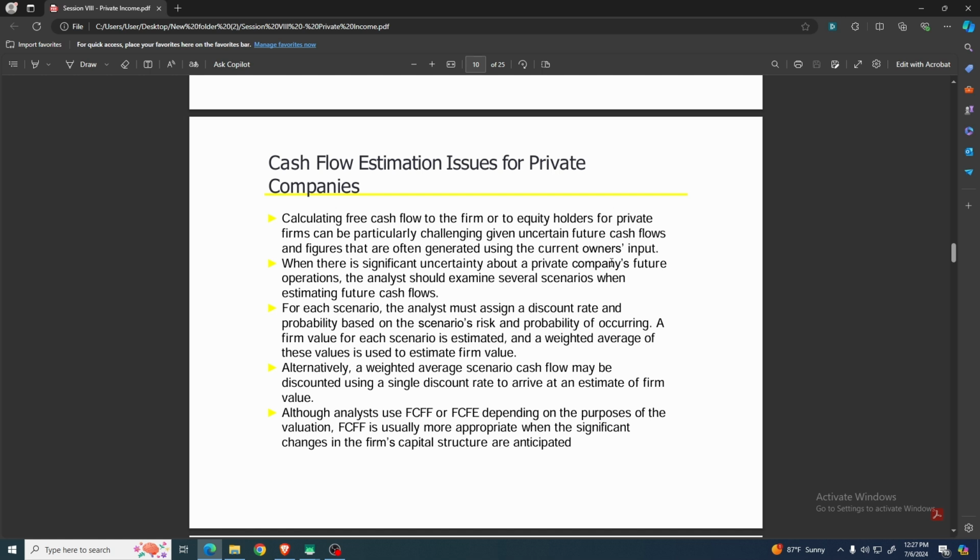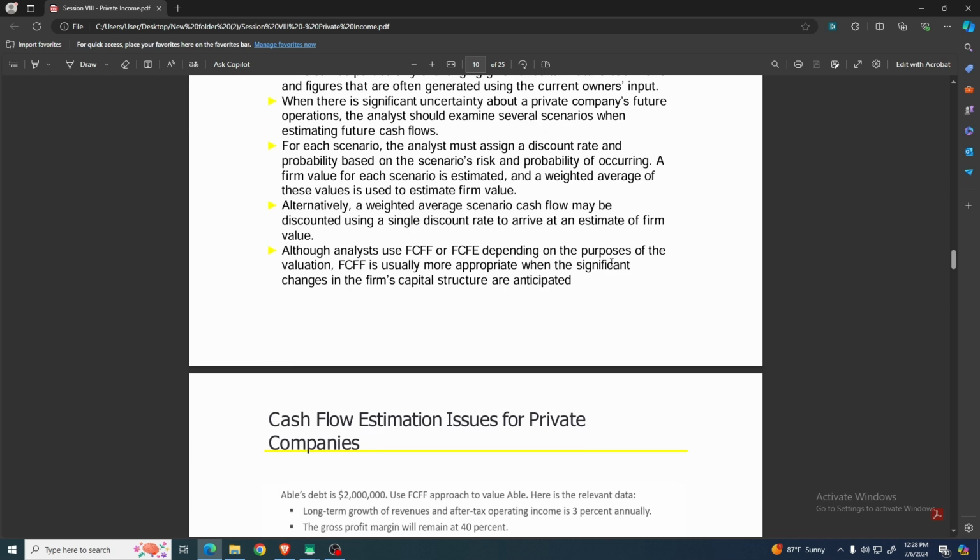Then you have the choice of using FCFF versus FCFE. FCFF is the free cash flow to the firm, and FCFE is the free cash flow to the equity shareholders. They can be used depending on the valuation's purpose. So you need to determine which approach to adopt, because FCFF is often more appropriate when significant changes in the firm's capital structure are anticipated. It would provide a clearer picture of the firm's value before considering the effects of the financing decisions.